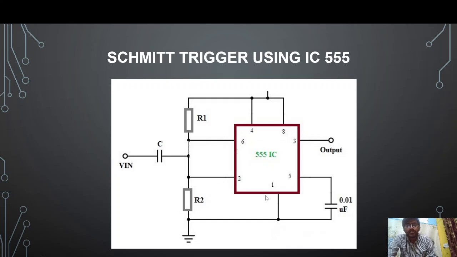The threshold values are 2 by 3 VCC and 1 by 3 VCC. The upper comparator trips at 2 by 3 VCC, while the lower comparator trips at 1 by 3 VCC. The input voltage is compared with the two threshold values using individual comparators. The flip-flop is set or reset. Consequently, the output will be high or low depending on the input.